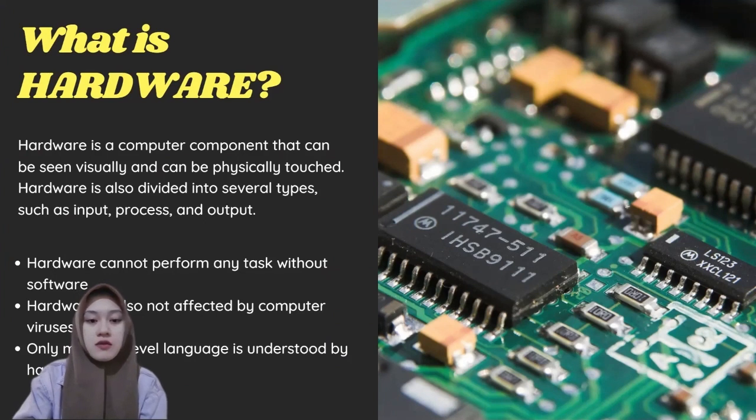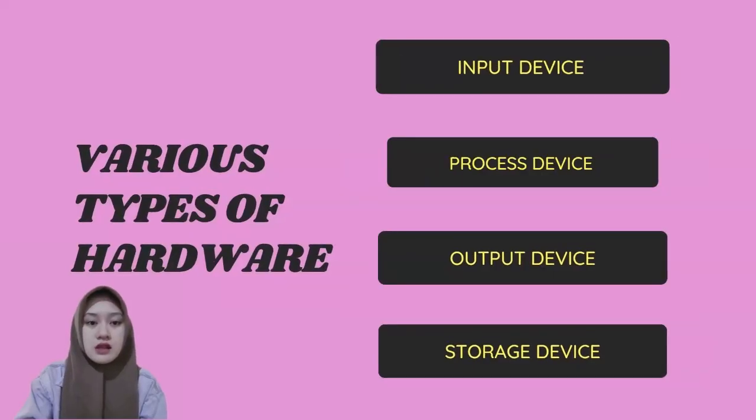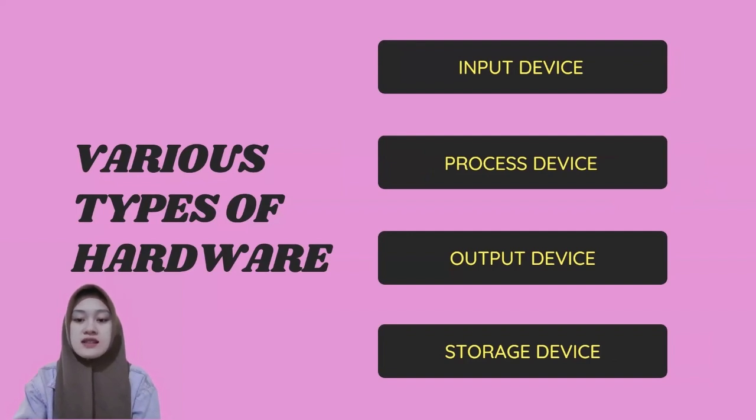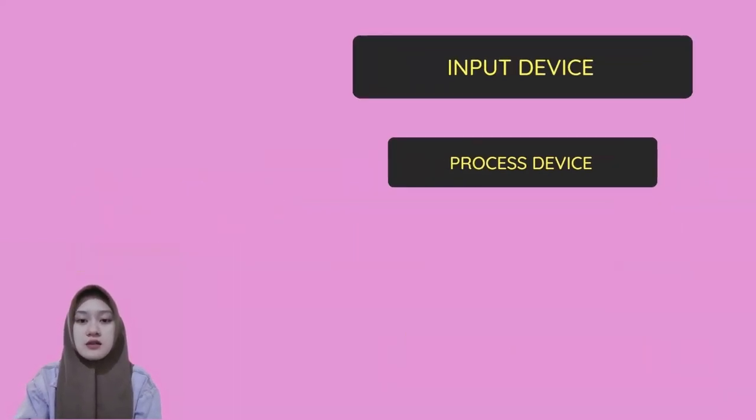Hardware cannot perform any task without software. Hardware is also not affected by computer viruses, and only machine-level language is understood by hardware. The various types of hardware are input device, process device, output device, and storage device.